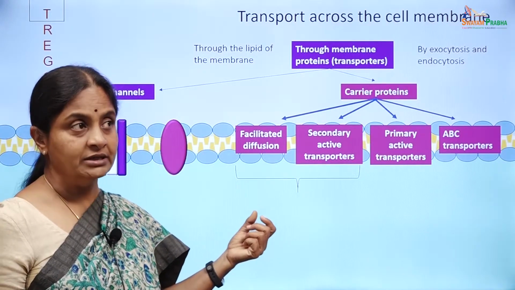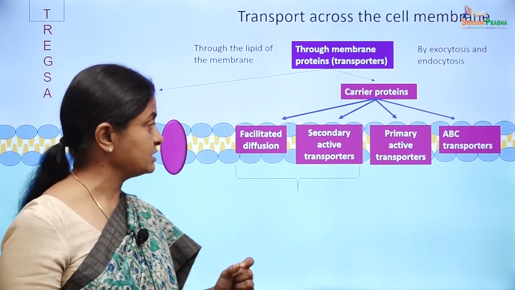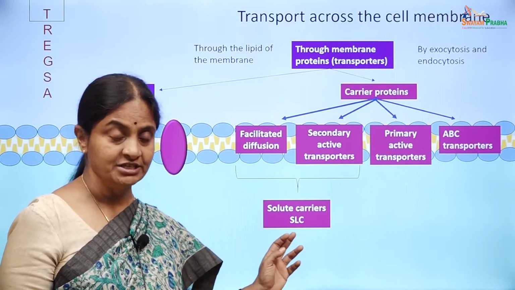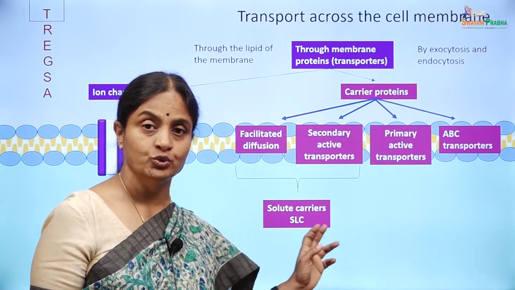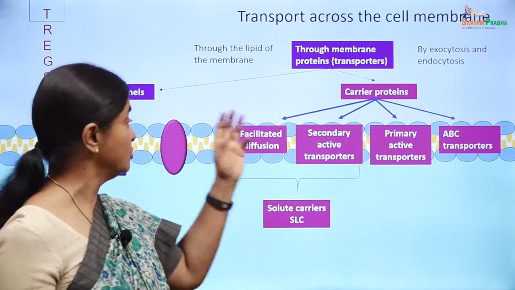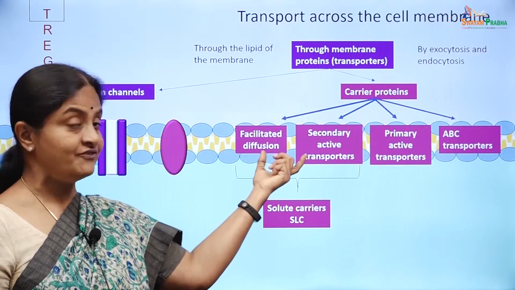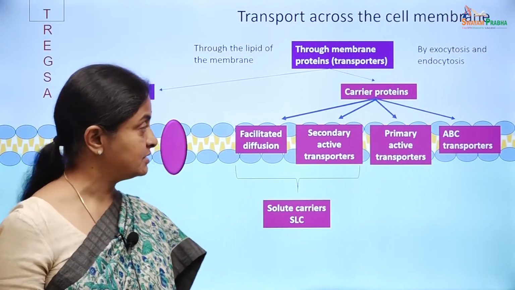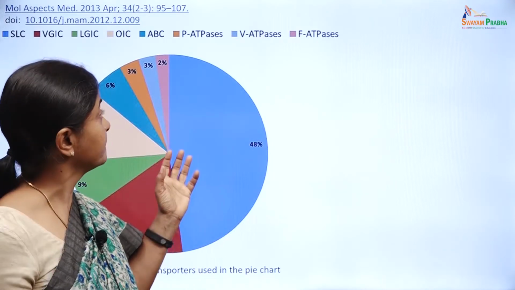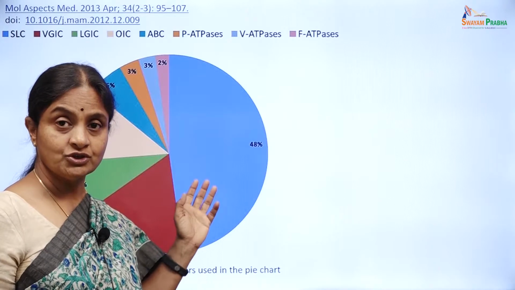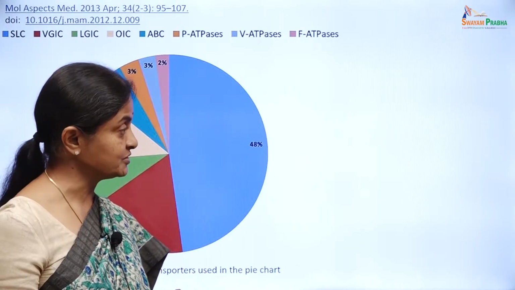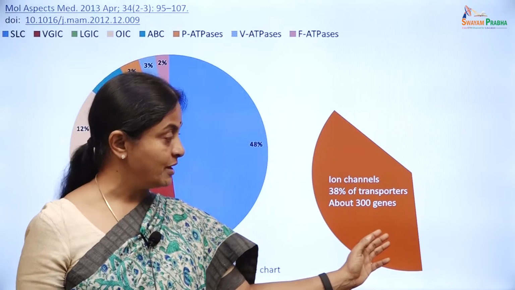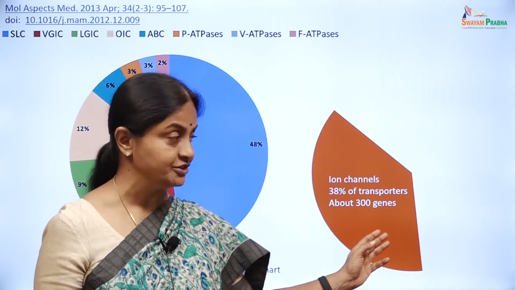Now, functionally, or rather in terms of gene names, they can be grouped. These two can be grouped as solute carriers. Their genes are named as SLC1, SLC2, etc. So there are four groups now: ion channels, solute carriers, which includes facilitated diffusion and secondary active transport. Then we have the primary active transporters and the ABC transporters. So here's a pie chart from this reference of the relative abundance of these four transporter types. I've modified this slightly. So ion channels form about 40% of the transporters. They come from about 300 genes.